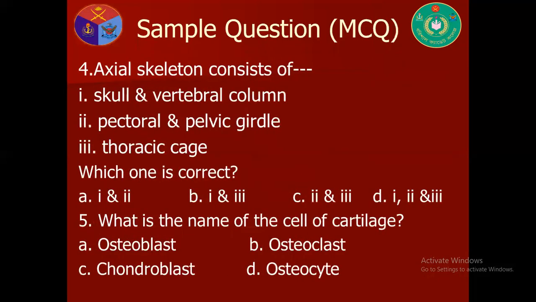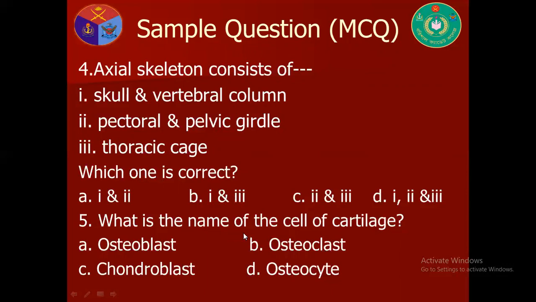Number 4, axial skeleton consists of skull and vertebral column, pectoral and pelvic girdle, thoracic case. Which one is correct? 1 and 2, 1 and 3, 2 and 3, 1, 2 and 3. Axial skeleton consists of skull and vertebral column is right. Pectoral, pelvic girdle, no. Thoracic case. So answer is 1 and 3.